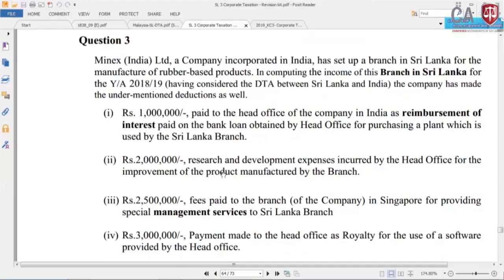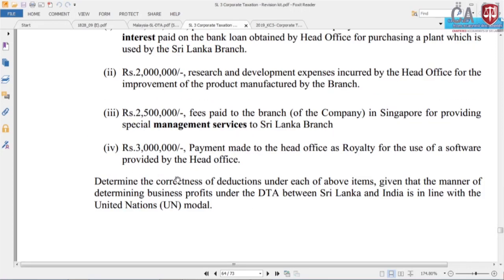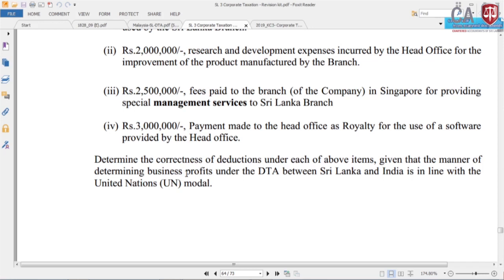Okay, then come to the requirement. It's a very small question, only 4 adjustments. Here, what's the requirement? Determine the correctness of the deductions under each above item.